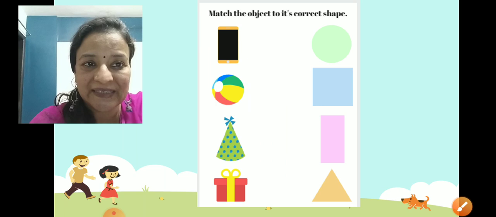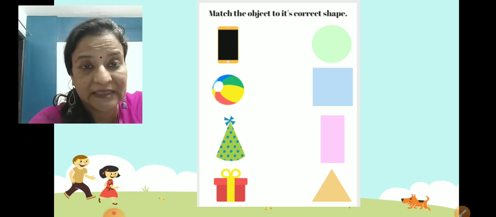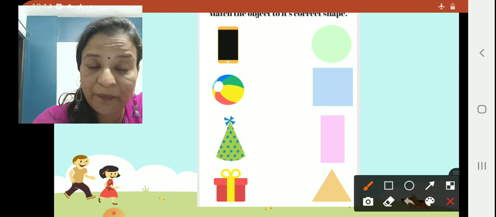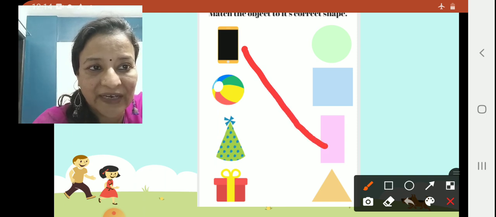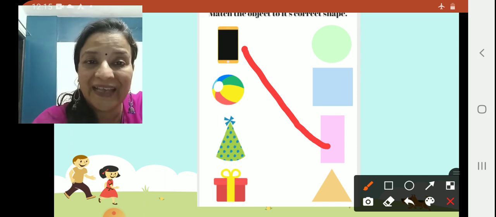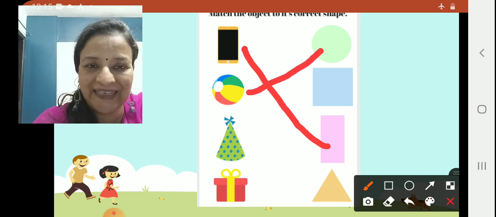So next, this is one more activity for you. Now, what have they asked us to do? Match the object to its correct shape. Now, on one side you can see that there are different objects, and on one side we have the shapes. Okay, so now tell me, what is this? A mobile. Which shape is it? Rectangular in shape. So we are going to match here. Okay? Yes? Next, ball. Ball, shape of a circle.